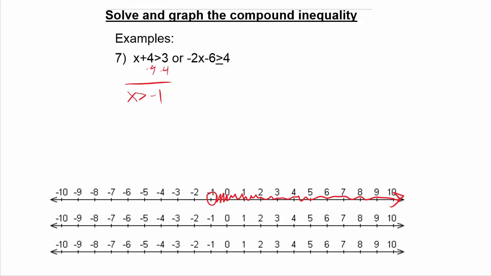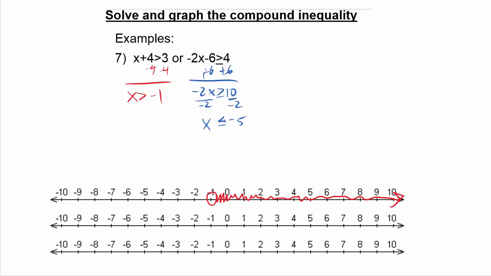Now, next up, we'll solve the one on the right here. We have -2x minus 6 is greater than or equal to 4. I'm going to start by adding 6 to both sides. I get -2x is greater than or equal to 10. And then I'm going to divide by -2 on both sides. Now, don't forget, when you divide by a negative number, we've got to flip that inequality sign around so we get x is less than or equal to -5.